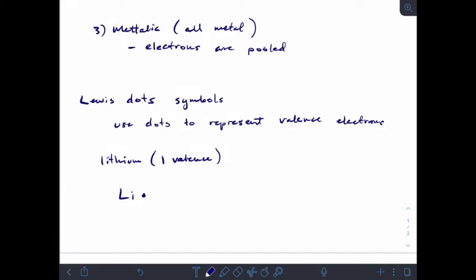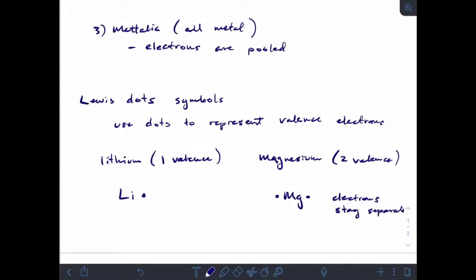If I were to do, for example, magnesium, magnesium has two valence. So I'll write the symbol for magnesium, and I'll write two dots, one for each valence. What's important here, and it doesn't matter where I put them, top left, top right, top bottom, left right, bottom left, bottom right, is that they stay separate.